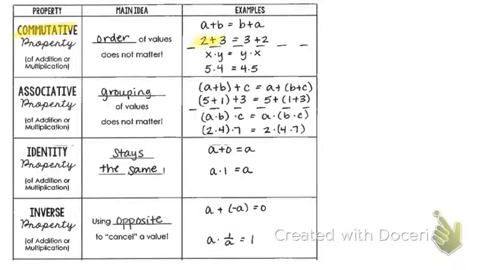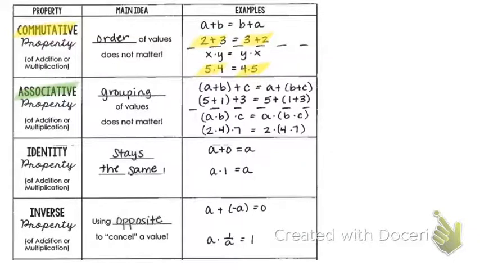If I have 2 plus 3, I can switch the order. I can move those numbers around and add 3 plus 2 and I would get the same answer. The same for multiplying. 5 plus 4 is the same as 4 plus 5. You can always change the order that you're adding or multiplying numbers and it'll be the same.